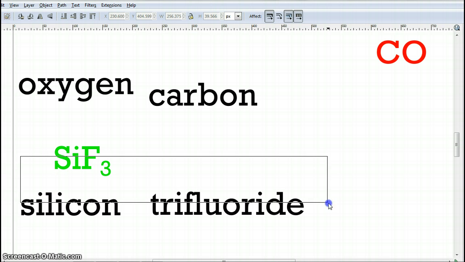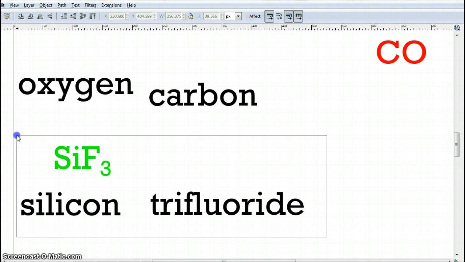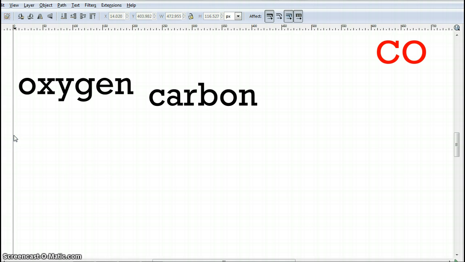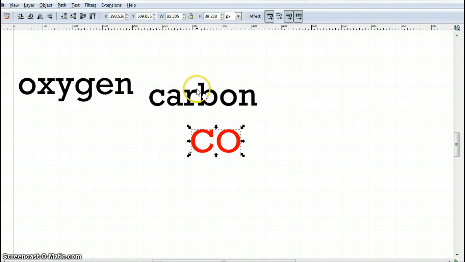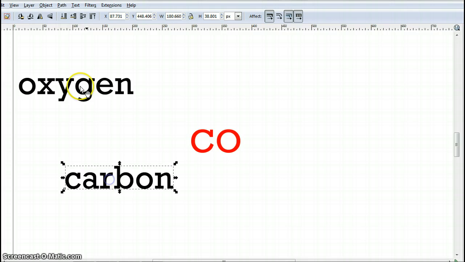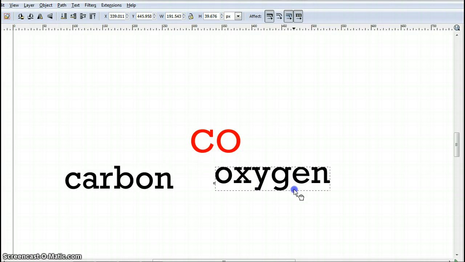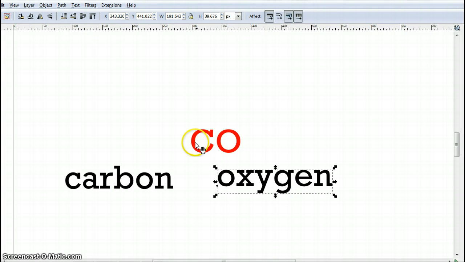So we're going to delete this guy. All right, our final one that we have here is the only one that's left, which is CO. And as we can see here, C and O are made up of carbon and oxygen. They both fit the criteria of being nonmetals. We have C and we have O, and we have one of each.